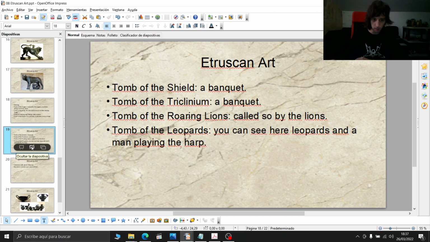I think this is better. Tomb of the Seal, a banquet. Tomb of the Triclinium, a banquet. Tomb of the Roaring Lions, cows attacked by the lions. Tomb of the Leopards, you can see here leopards and a man playing the harp.